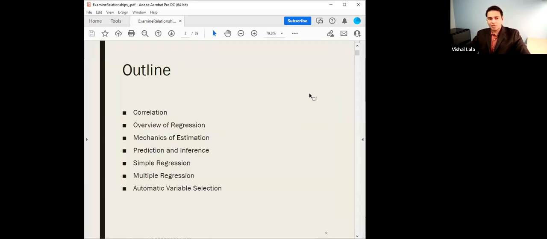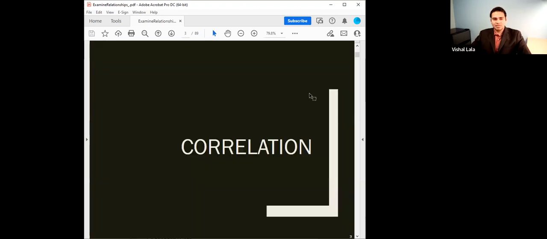We'll go over what correlation is, examine regression. Under regression, we'll talk about the mechanics of estimation, prediction and inference, and then examine the various types of regression, including simple regression, multiple regression, and automatic variable selection. We will illustrate each one of these techniques and aspects of examining relationships using a couple of examples.